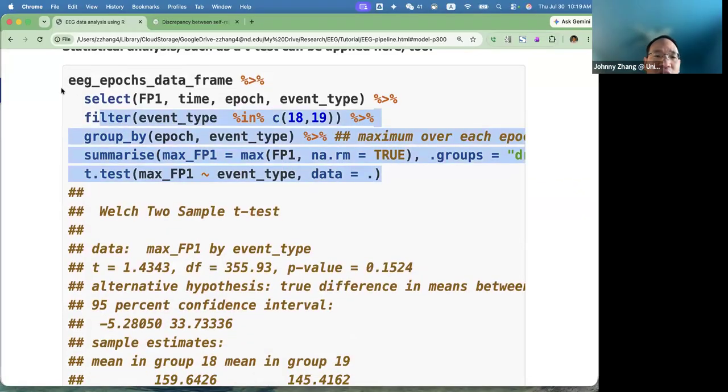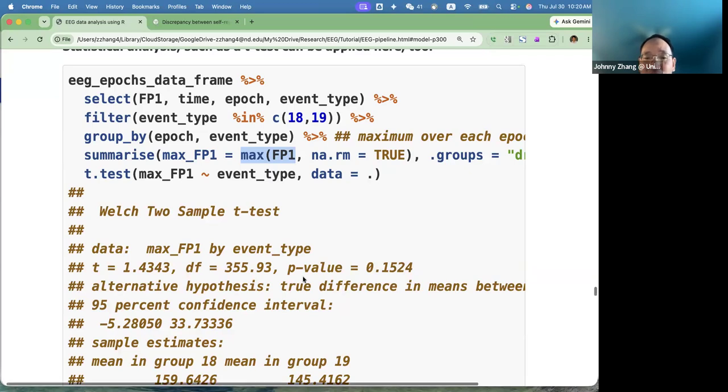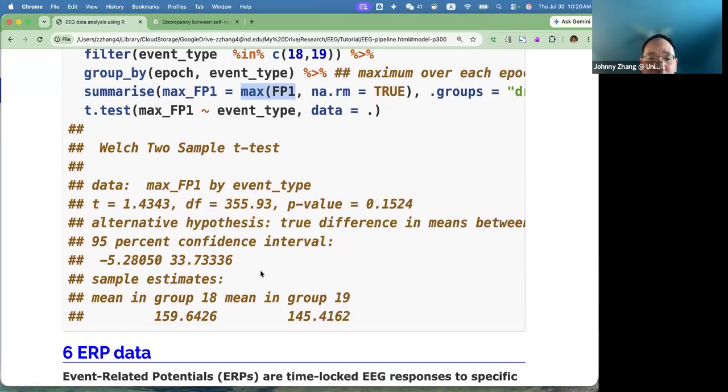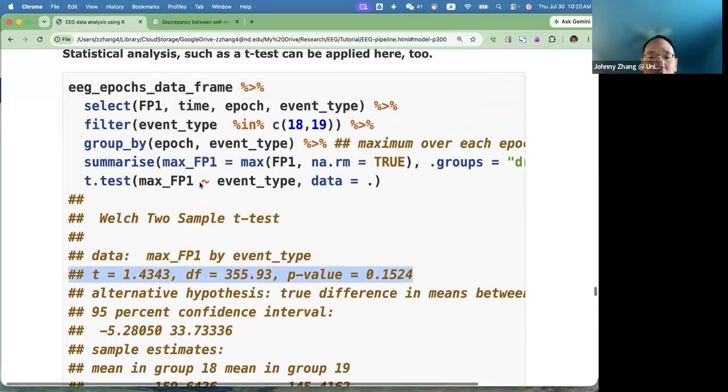So we can also do a t-test to compare the two conditions. For example, here, I do a t-test to compare the watch condition and the reappraise condition for the epoch data. What I did is I get the maximum value of FP1. I just want to see whether the maximum FP1 value differs between them. So here it means they don't differ from each other.